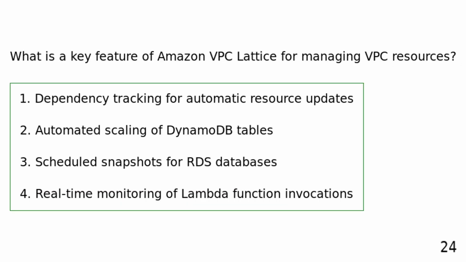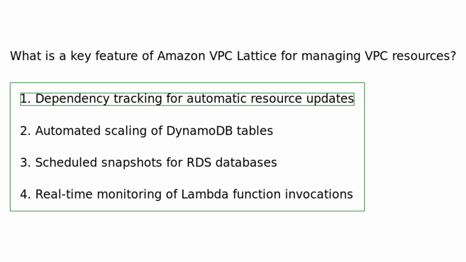What is a key feature of Amazon VPC Lattice for managing VPC resources? Dependency tracking for automatic resource updates. Automated scaling of DynamoDB tables. Scheduled snapshots for RDS databases. Real-time monitoring of Lambda function invocations. Amazon VPC Lattice includes dependency tracking as a key feature for managing VPC resources, allowing for automatic updates and adjustments based on changes to interconnected components within the network.